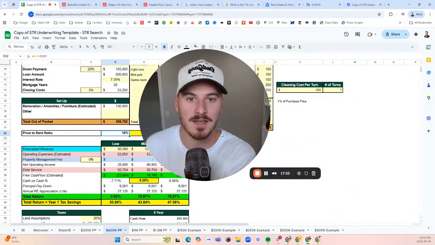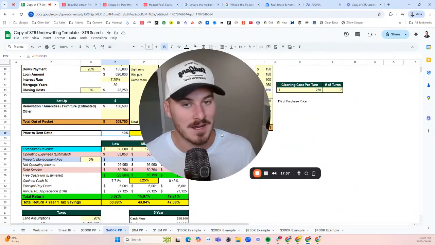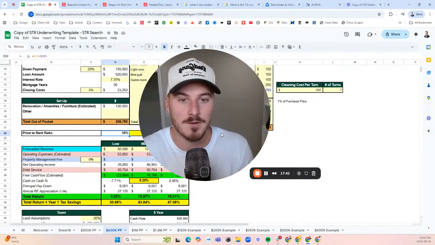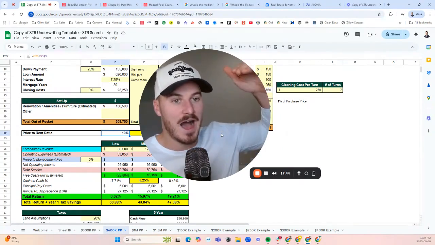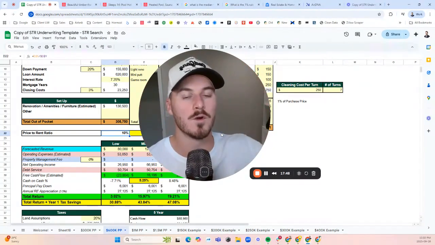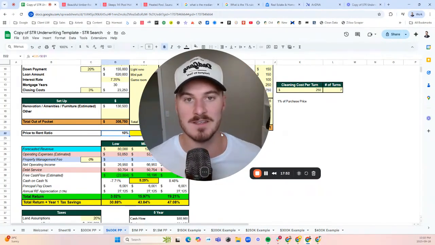Go find another market where you can find somewhere around, depending on the purchase price, somewhere between a 15% to even all the way up to a 25% price to rent ratio from a very high level. And then you can know that that's a market that's worth your time to deep dive even further to try and figure out if there's actually properties there that are going to work.